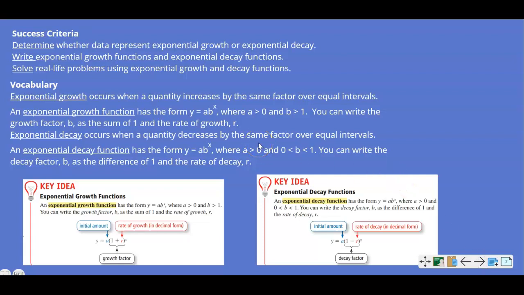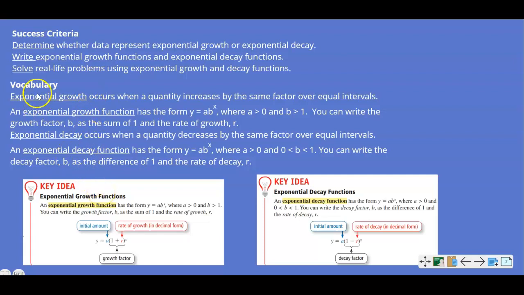Your success criteria, what you need to be successful today: you need to be able to determine whether data represents exponential growth or exponential decay. You need to be able to write an exponential growth function and an exponential decay function. You need to be able to solve real-life problems using exponential growth and decay functions.